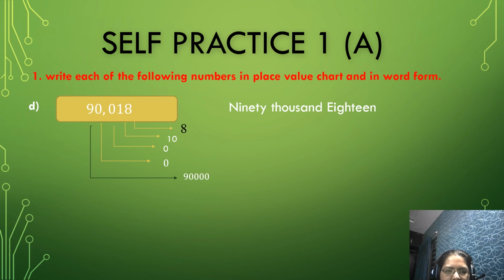So इसको हम पढ़ेंगे 90,018. What is in word form? We read it in word form as 90,018, and place value of 9 is 90,000, place value of 0 is 0, place value of 0 is 0, place value of 1 is 10, place value of 8 is 8.